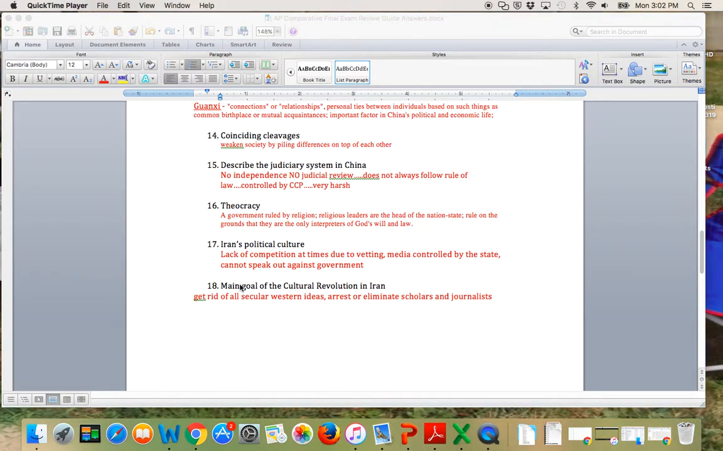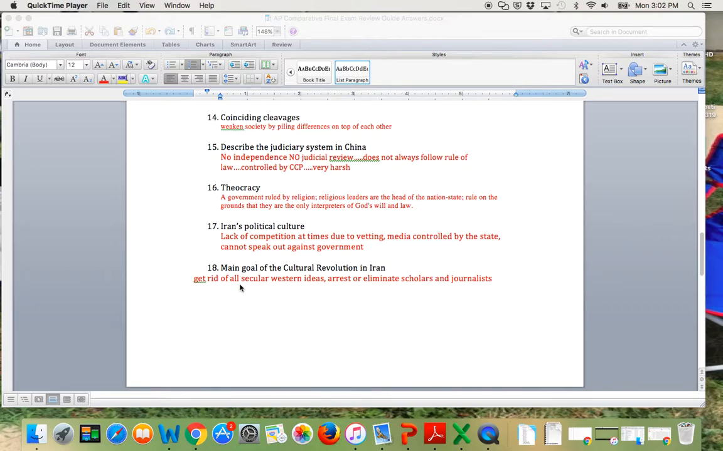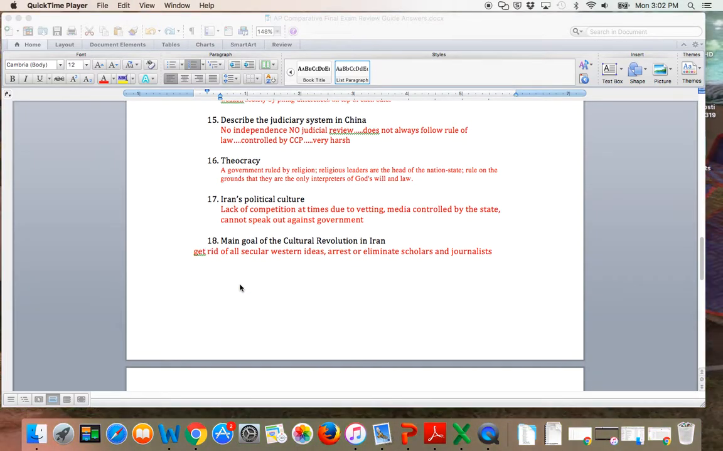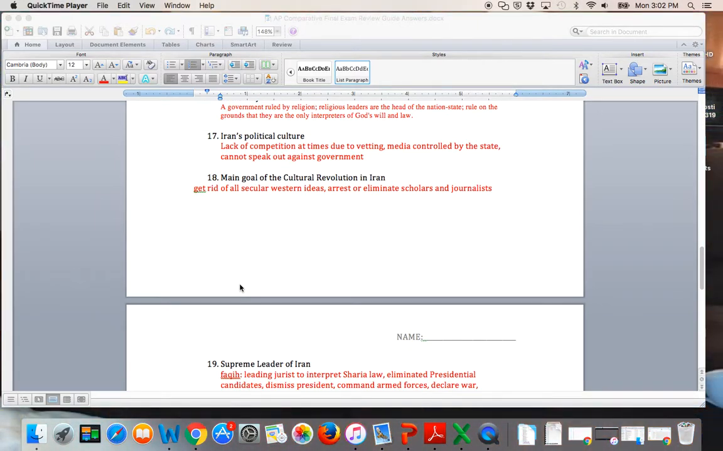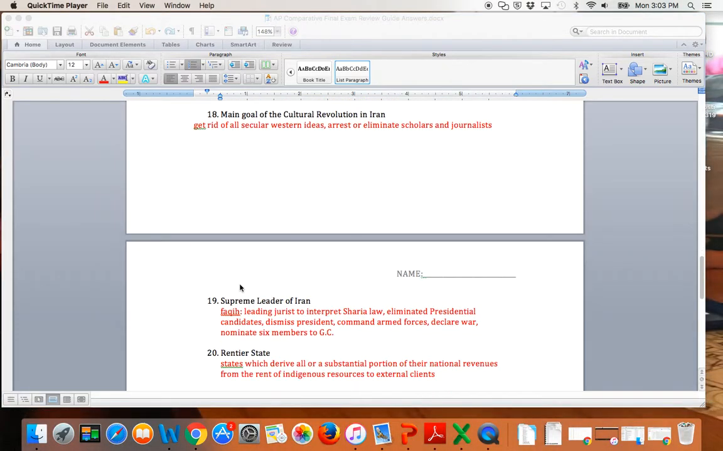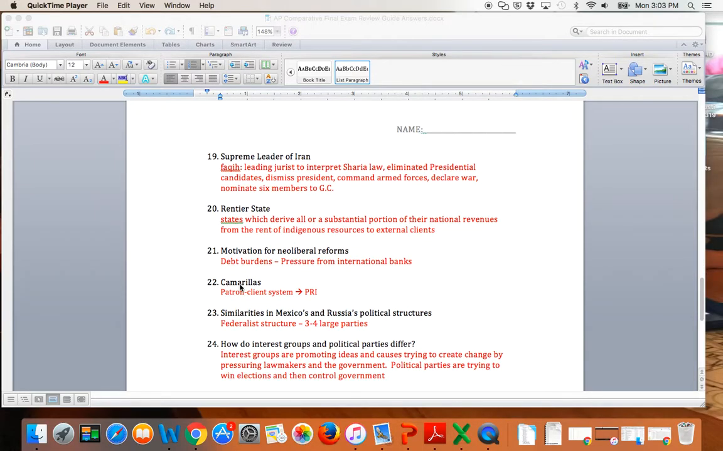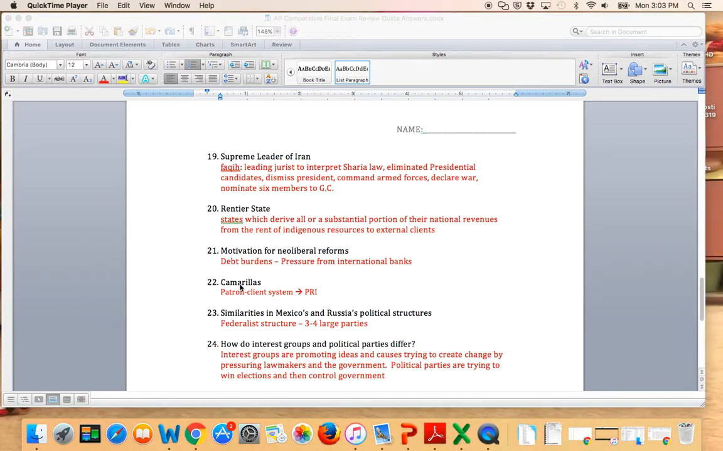A theocracy like Iran is a government ruled by religion. Iran's political culture lacks competition because, again, individuals can be vetted. Their name will not be put onto the ballot. In the Cultural Revolution, Iran was getting rid of secular, meaning non-religious, aspects or Western ideas. They were eliminating scholars and journalists, arresting them, jailing them. The supreme leader has most of the power in Iran, interprets Sharia law, eliminates presidential candidates, and commands the armed forces.